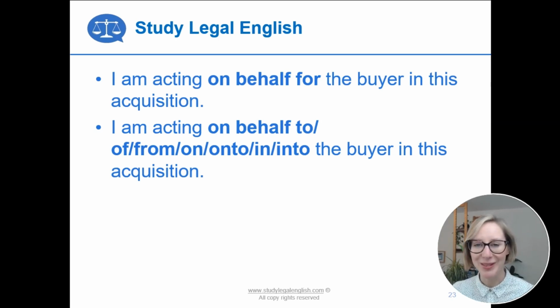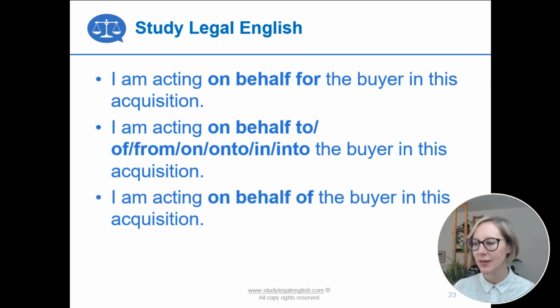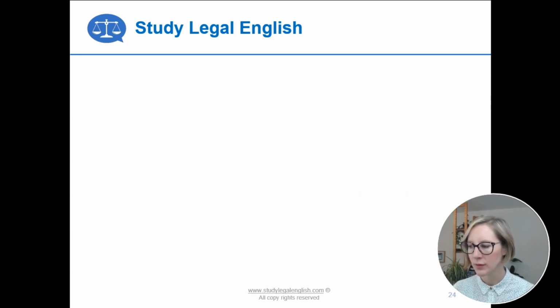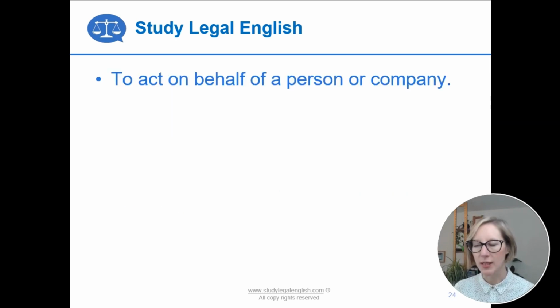What do you think is the correct preposition here? I'll give you 3 seconds. 3, 2, 1. All right. The correct answer is I am acting on behalf of the buyer in this acquisition. Okay. To act on behalf of someone is the correct way to say it. Okay. To act on behalf of a person or a company.